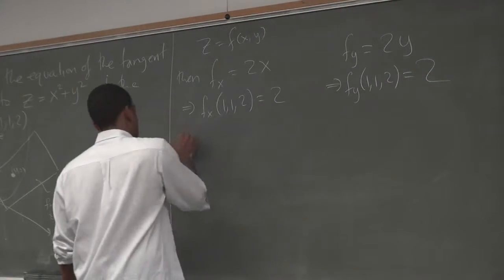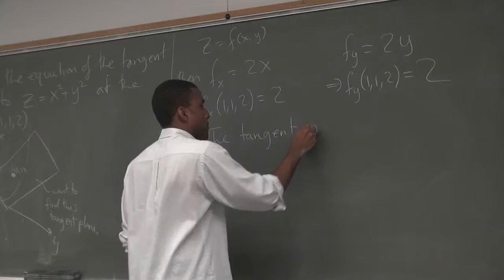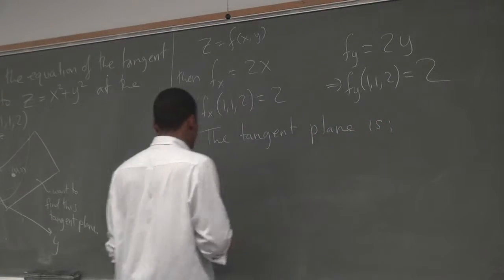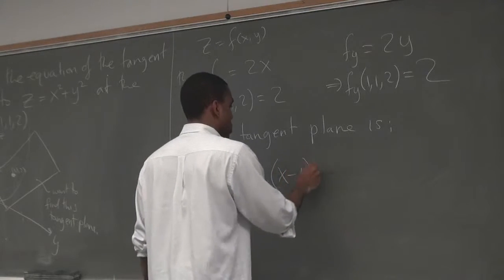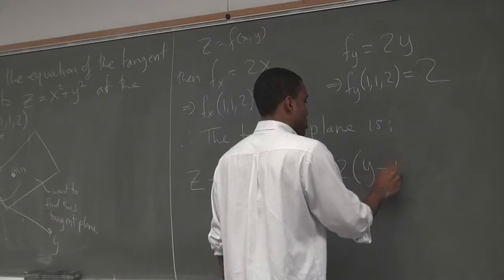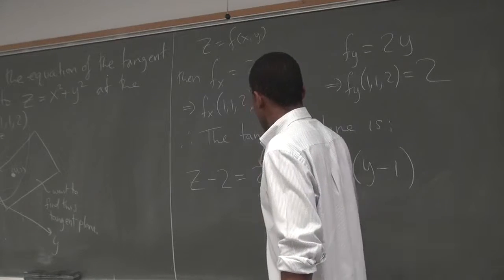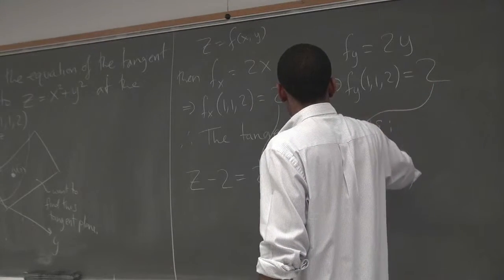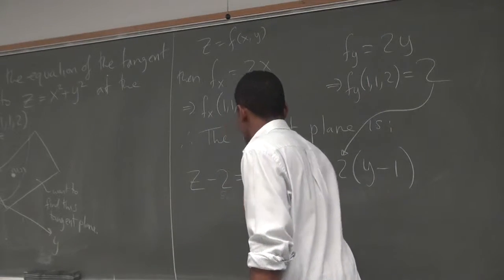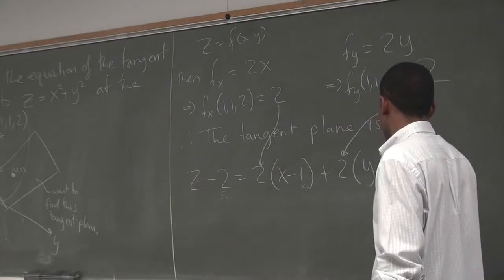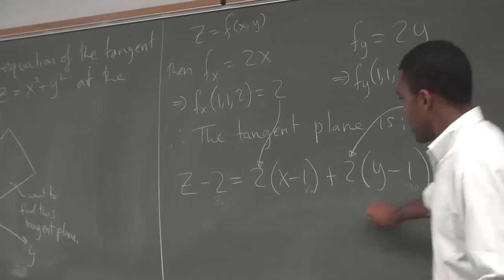2. Therefore, the tangent plane: z minus 2 equals 2 times (x minus 1) plus 2 times (y minus 1), where this 2 goes here, and that 2 goes there. And this is the point z0, this is the point x0, this is the point y0. Right? But that would be the equation of the tangent plane.